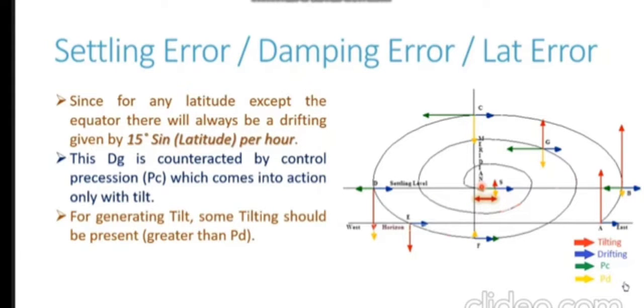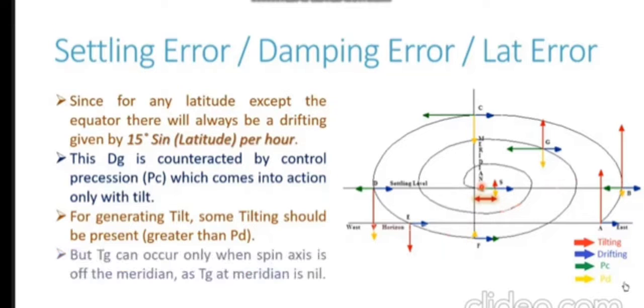Now for generating some amount of tilt, we require the tilting motion. The tilting motion is what generates the tilt. So tilting motion needs to be there. Now from the tilting formula, we are aware that tilting is only possible when the spin axis is not in the meridian, or in other words, tilting can only occur when the spin axis is off the meridian, because tilting at the meridian is nil.